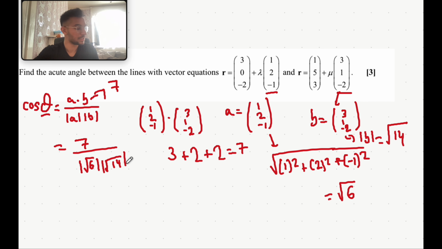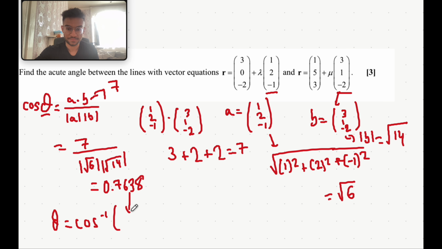Put all of that into a calculator and you'll get a value of 0.7638. Now that we know cos of theta is equal to this value here, we can do the inverse cos of both sides to get that theta is the inverse cos of everything here. I can be a little bit lazy and just put an arrow there. And that will give you a value of 40.2 degrees, as long as your calculator is in degrees.